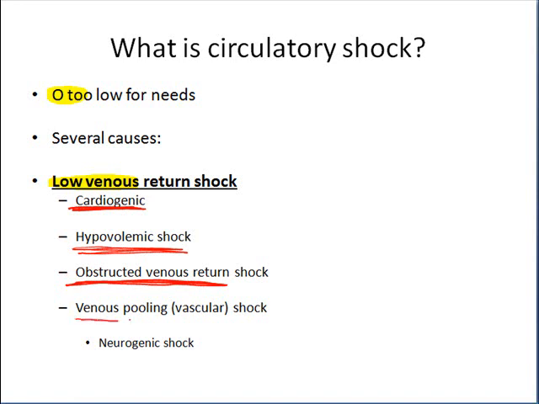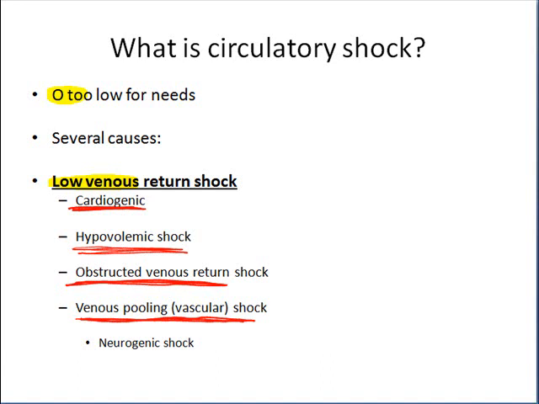Last one, venous pooling, or what's called vascular shock, is a condition where you get too much blood accumulating in the limbs, particularly the legs, but it can happen in the arms too. And as a result, the blood is not returning to the heart as it should be. This can happen, for example, if somebody spends too long a period of time standing or sitting, or if somebody has widespread vasodilation. This can cause too little blood to return to the right atrium.